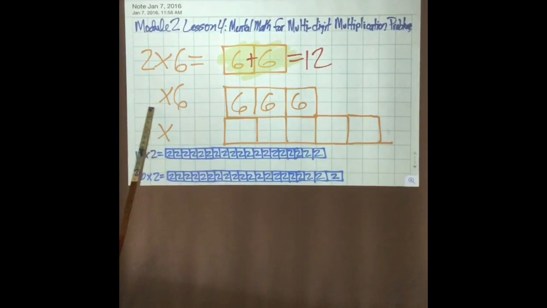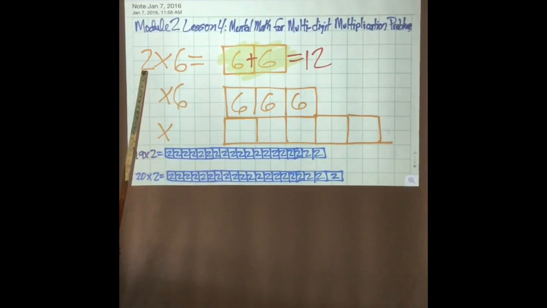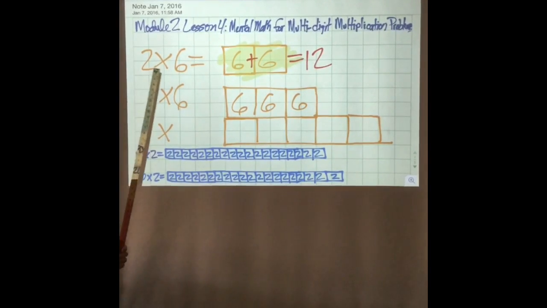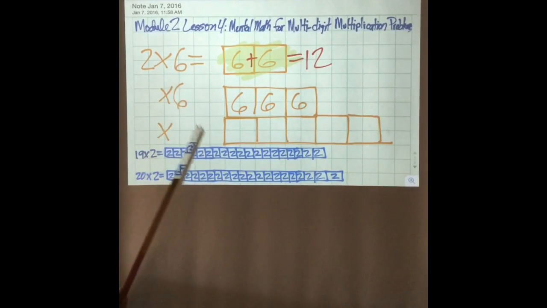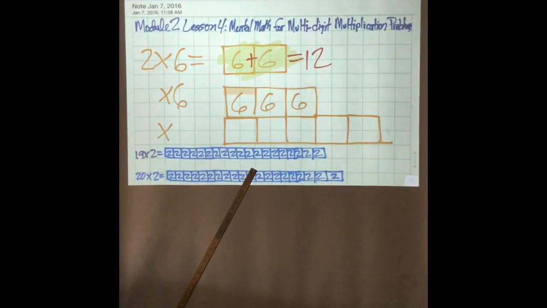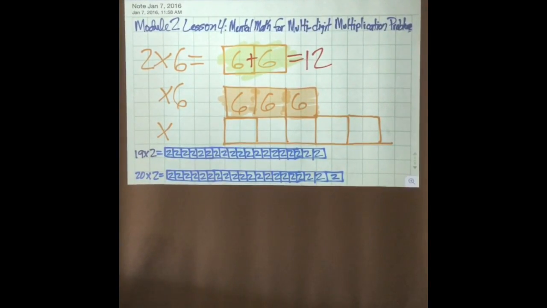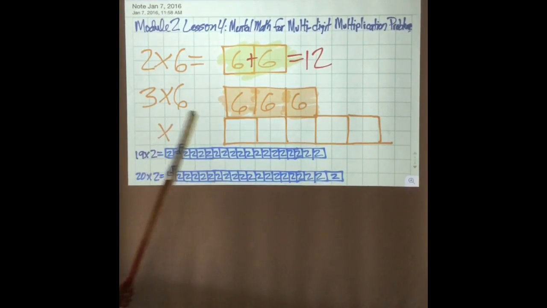What should I put up front here for this one? Remember up here we said we have 2 boxes, everybody, 2 boxes of 6s. So what do we have right here? We have 1, 2, 3. So what number do we put up here in front? 3. Right, we are going to have 3 boxes of 6s, right?